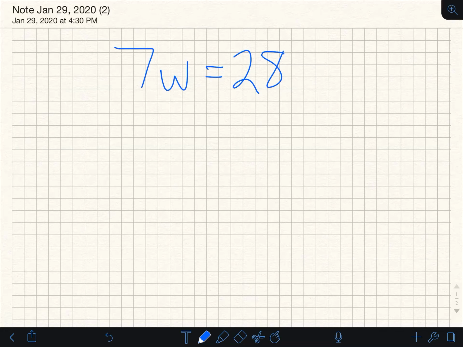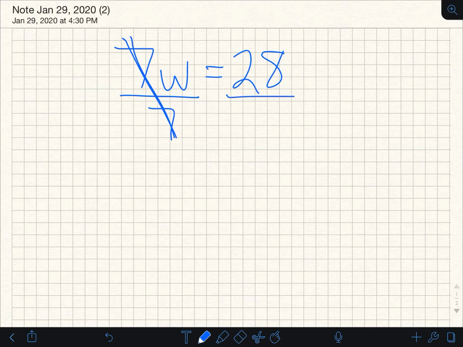And it's the same as the last video. You do the same thing to both sides to make w all by itself. So on this one, to solve for w, we have 7 times w. So we're going to divide this side by 7, because 7 divided by 7 is 1, and 1w is the same as just having w. So these are going to cancel out.